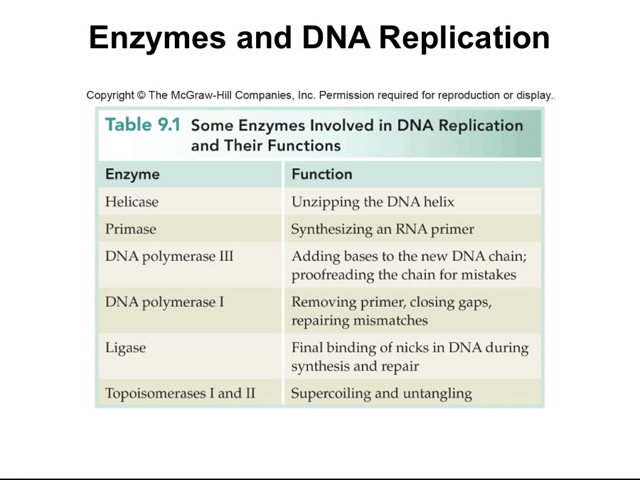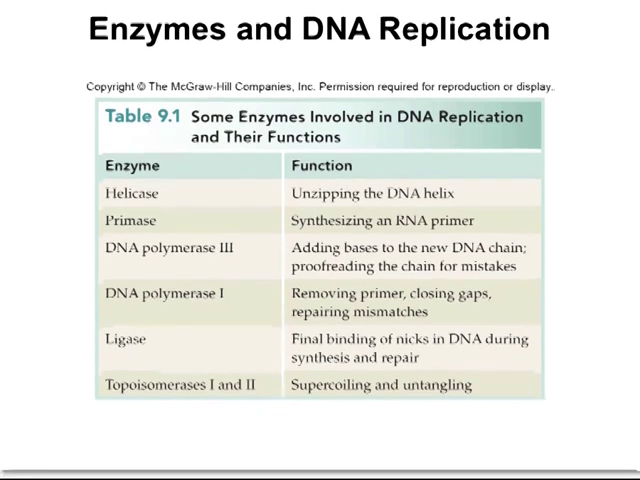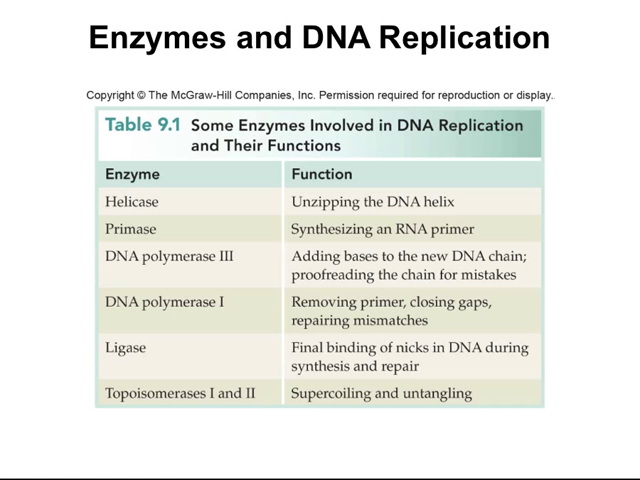So I did say there were over 30 enzymes involved in DNA replication. These, however, are the ones that you'll be responsible for understanding. We'll look at helicase, how it unzips the DNA helix. We'll look at primase, how it synthesizes a primer. DNA polymerase III is our main enzyme that's involved in adding the new nucleotides to the DNA chain, and proofreading for mistakes. DNA polymerase I is going to remove the primer. Ligase will glue it all together. You may be familiar with some of these from your general biology course.